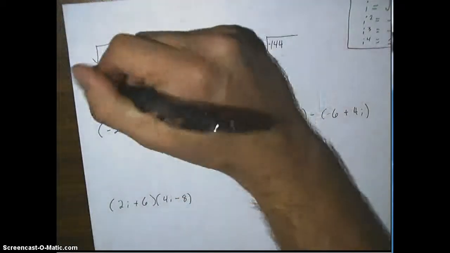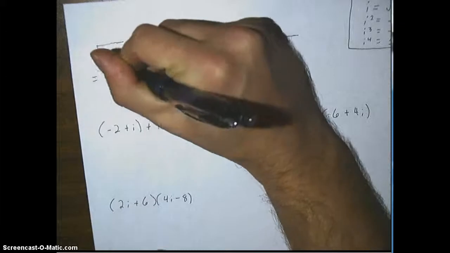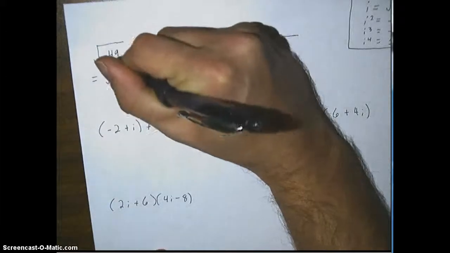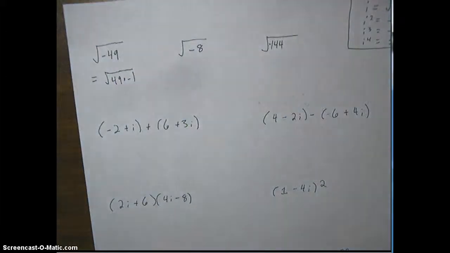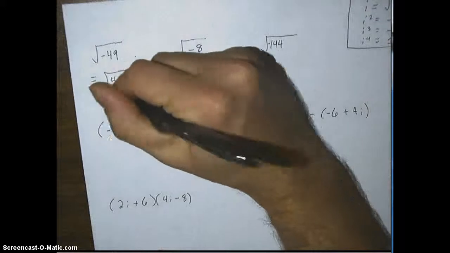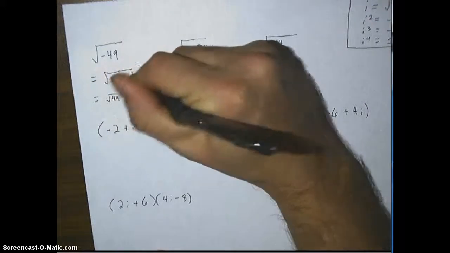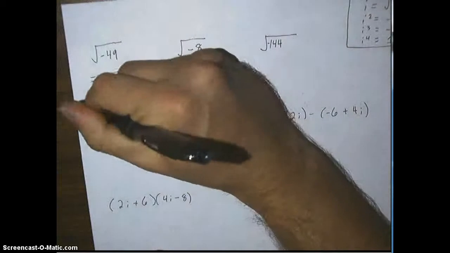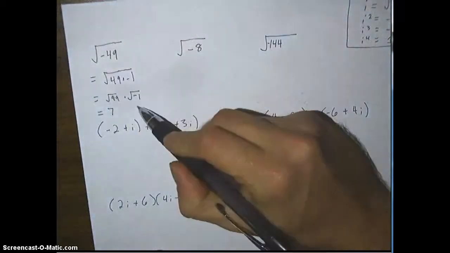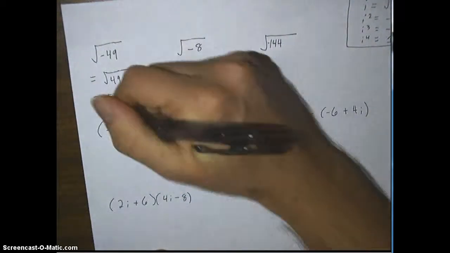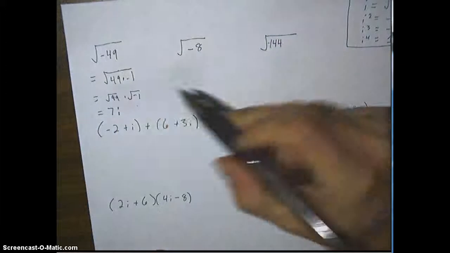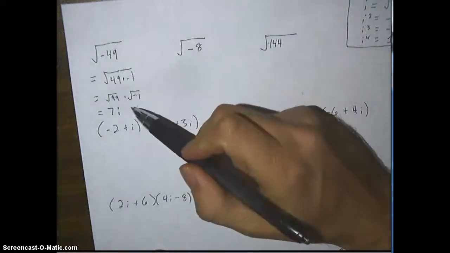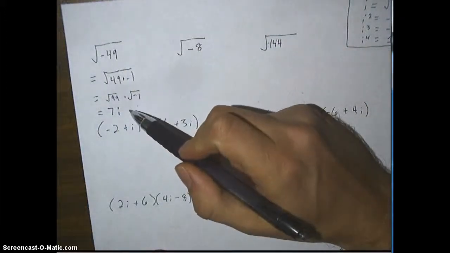the square root of -49 is simply the square root of 49 times -1. So you can break that into two square roots. That's the square root of 49 times the square root of -1. Well, the square root of 49 is simply 7, and the square root of -1 is i. So the square root of -49 is 7i.